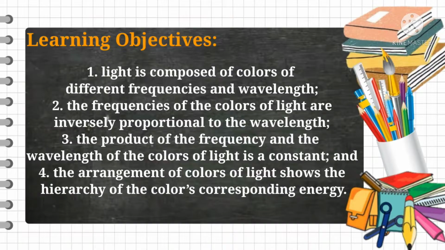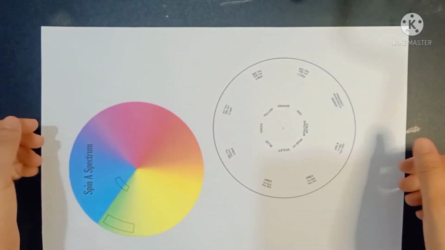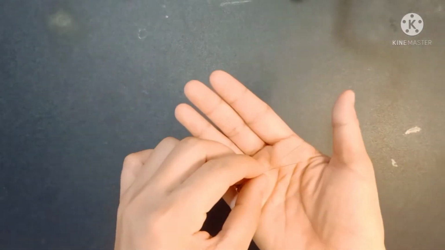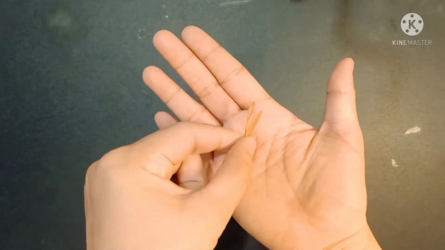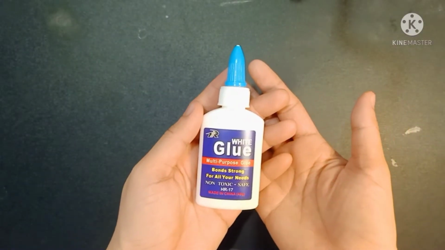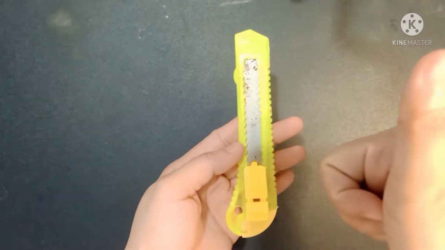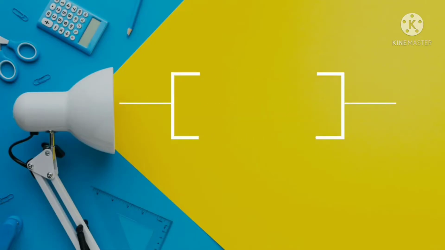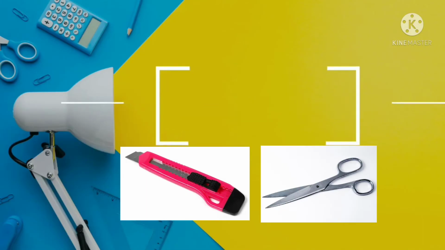And here are the materials that we need for this activity. Number 1, the color spectrum wheel pattern. Number 2, cardboard or folder. Number 3, a button fastener. Number 4, a glue or paste. Number 5, cutter or scissors. Reminder, please ask for assistance from your parents or guardian in using the scissor or cutter.